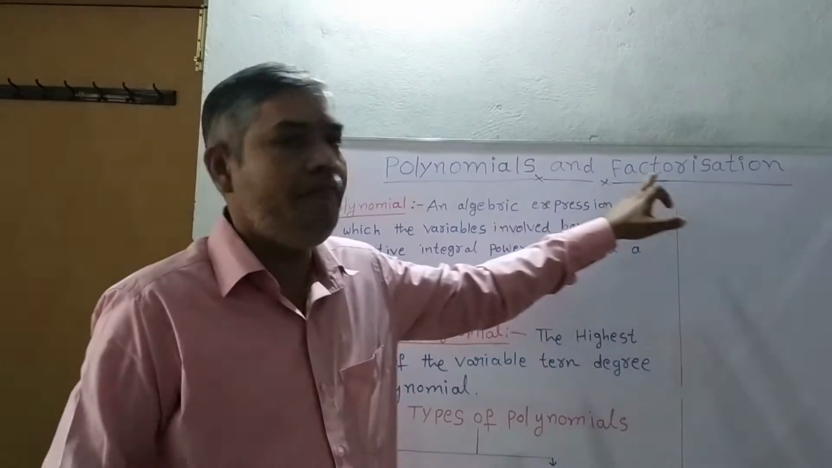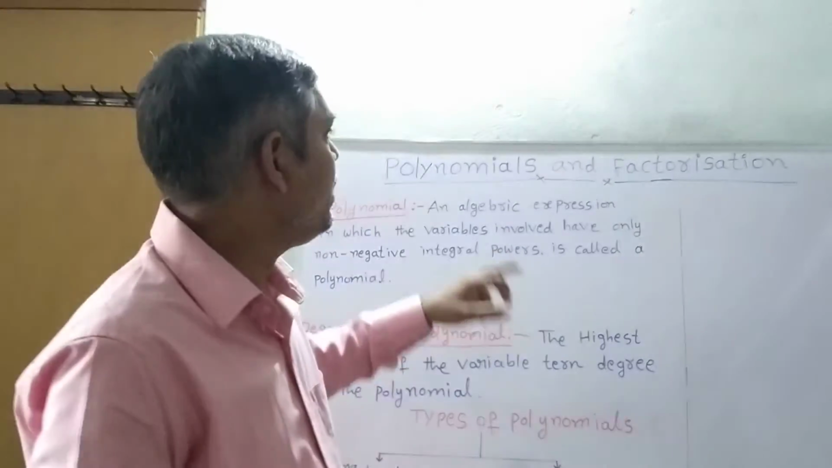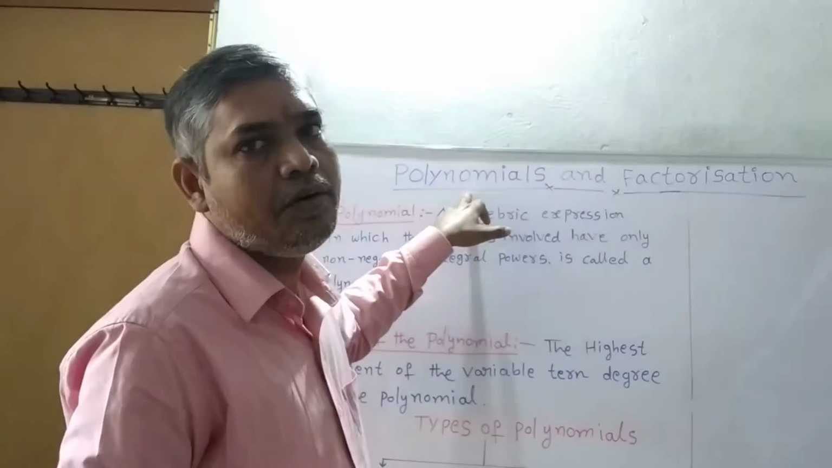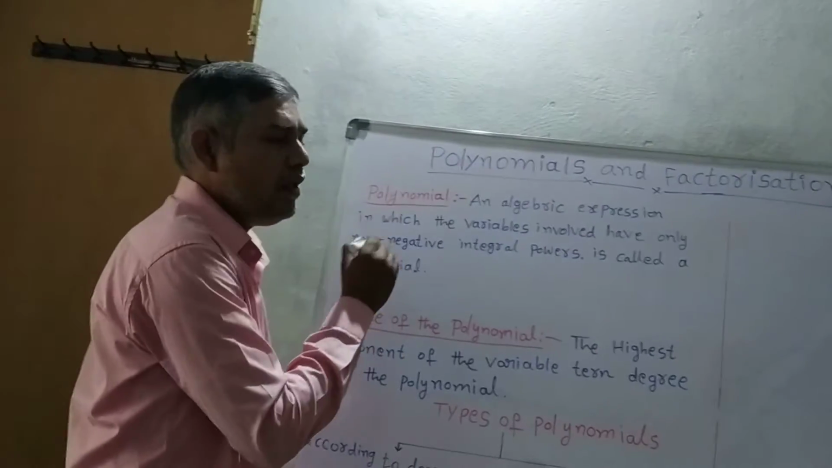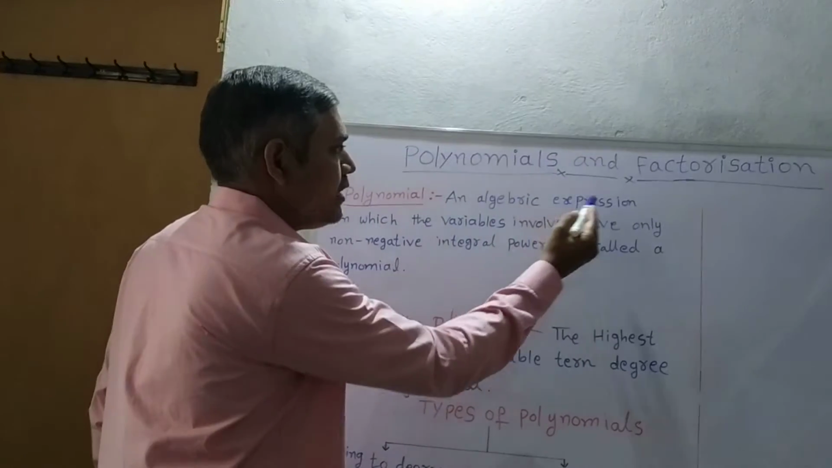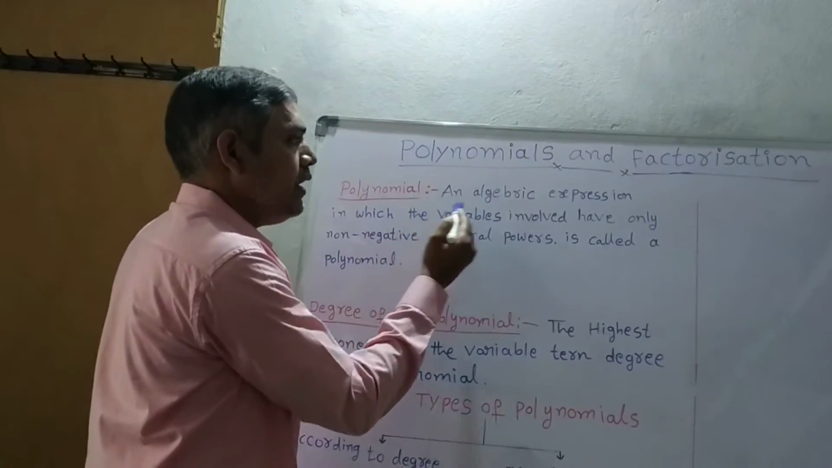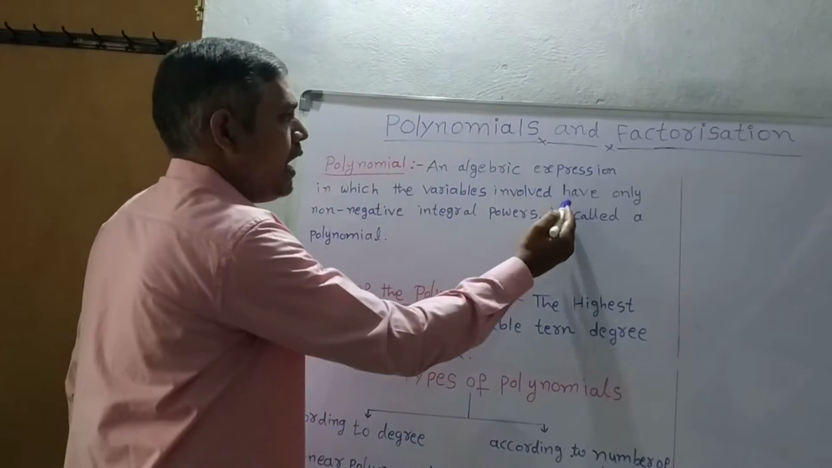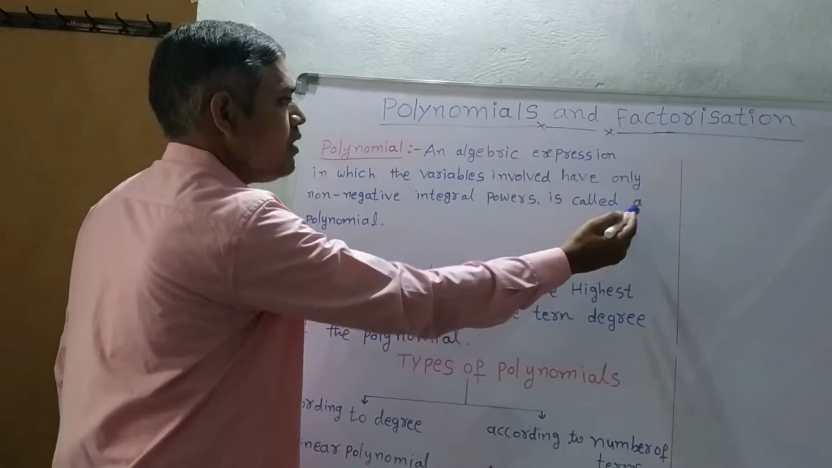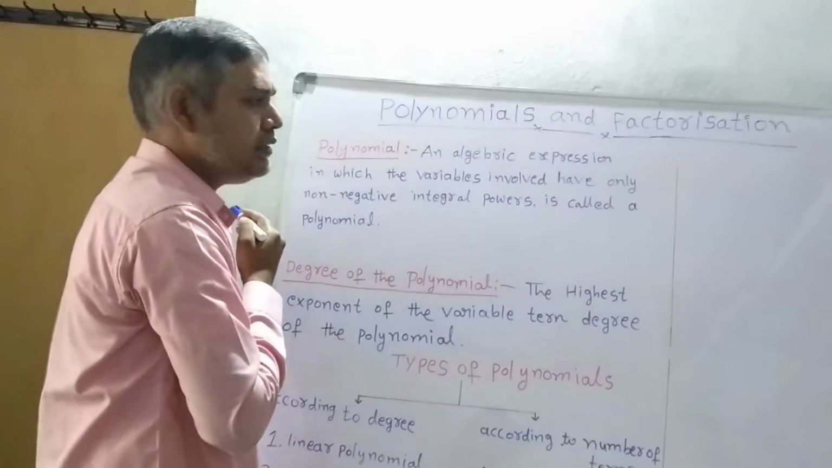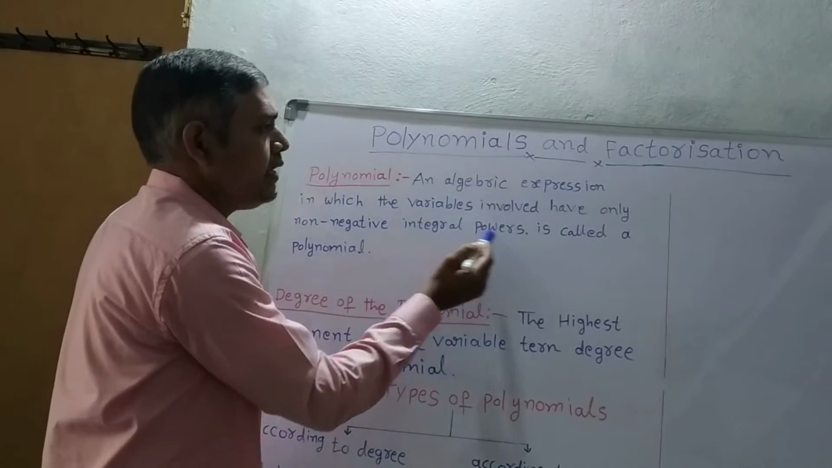Polynomials and factorization. To understand this chapter, first we have to know what a polynomial is. First we have to know the definition of the polynomial. Definition: a polynomial is an algebraic expression in which the variables involved have only non-negative integral powers. In this definition, the very important part is non-negative integral powers.